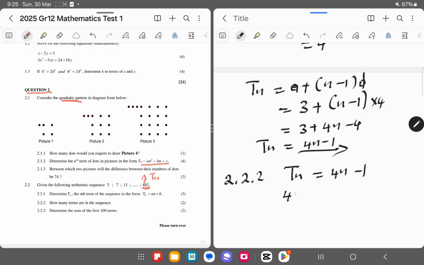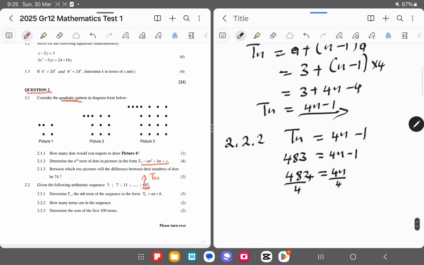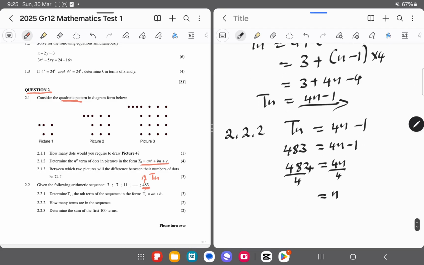So when you substitute 483 into 4n minus 1, if you take 1 to the other side, you are going to have 484, equal to 4n. We divide by 4, divide by 4, n should give you 121 terms.